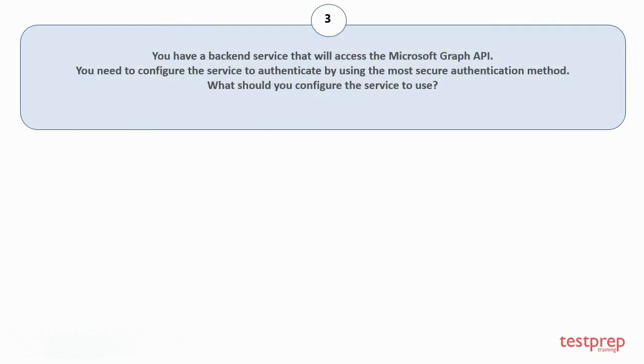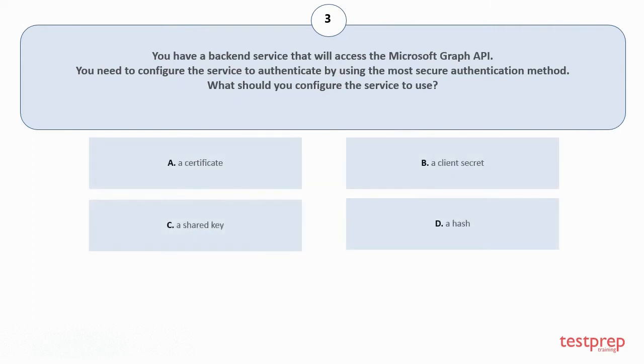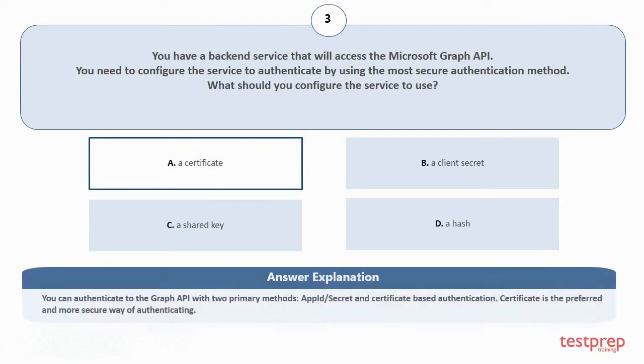Question number 3. You have a backend service that will access the Microsoft Graph API. You need to configure the service to authenticate by using the most secure authentication method. What should you configure the service to use? Your options are A. A certificate, B. A client secret, C. A shared key, D. A hash. The correct answer is option A. And, here's the explanation of the answer.